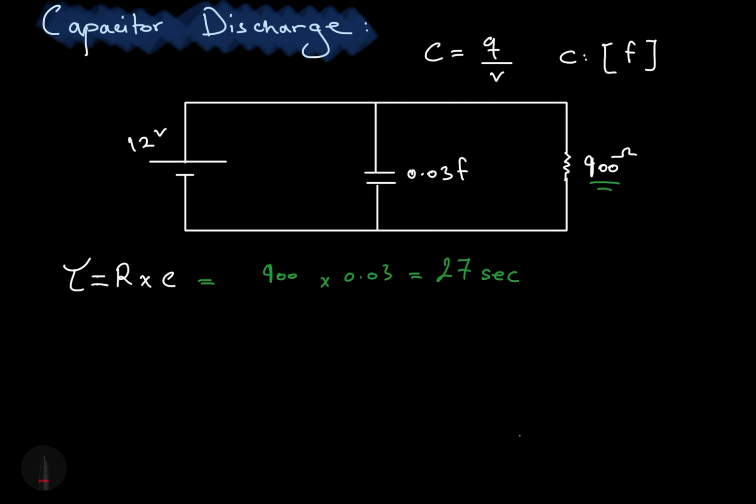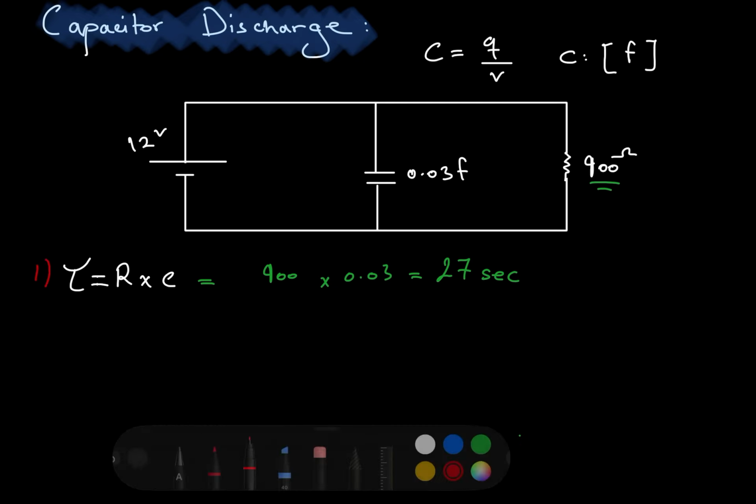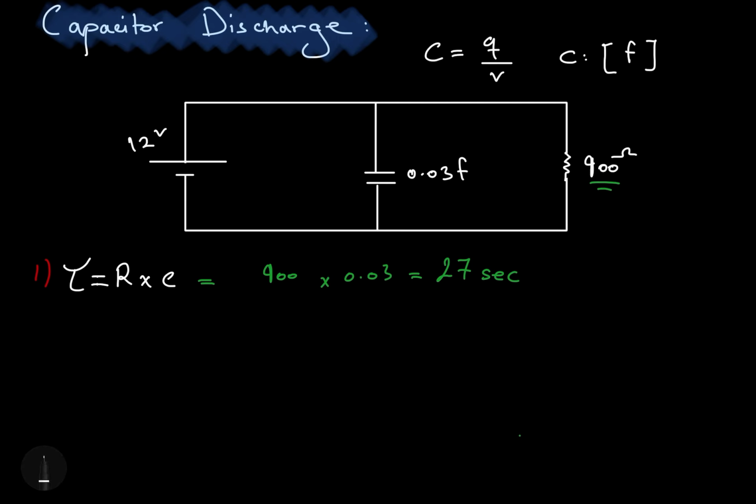There are 3 main formulas that you need to understand and know how to use when it comes down to capacitor discharge. The first one, and that's the most important one, is Q equals Q0 times e to the power of negative t over RC. This formula is found using some equations in calculus. You don't need to know the proof of this formula.